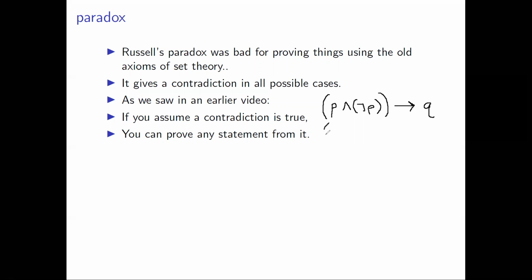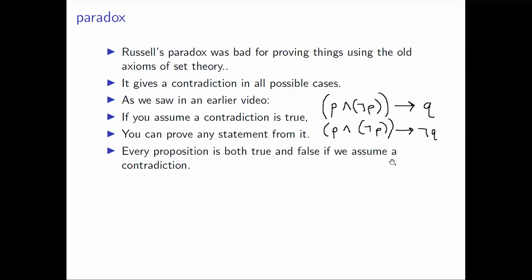And I'll note, we can prove Q, we can also prove not Q, because that Q on the right can be any proposition. It can be Q or it can be not Q. So if we have a contradiction, we can prove everything from it, everything and its negation. So every proposition in the language of our theory is both true and false if we assume a contradiction.